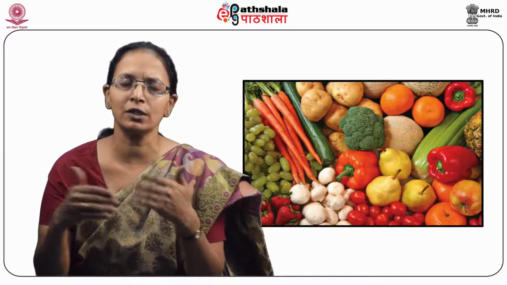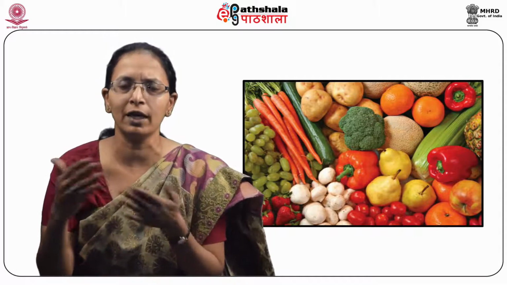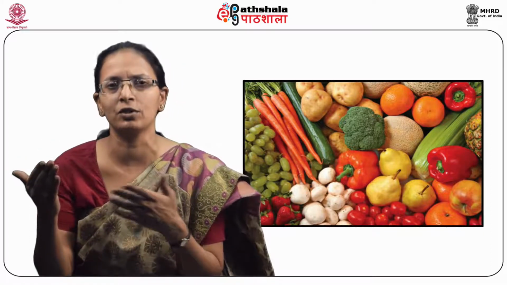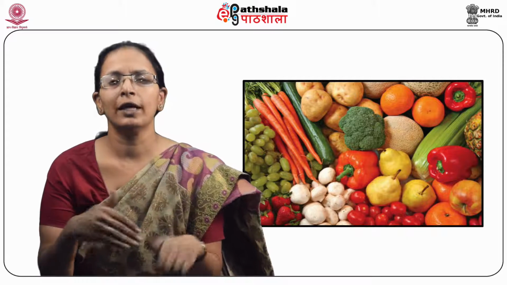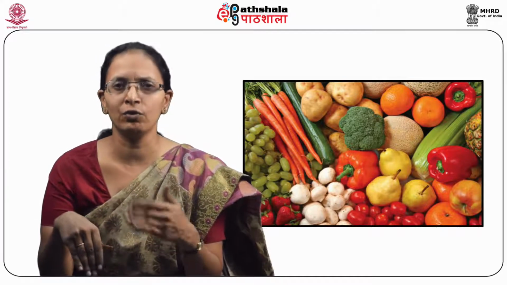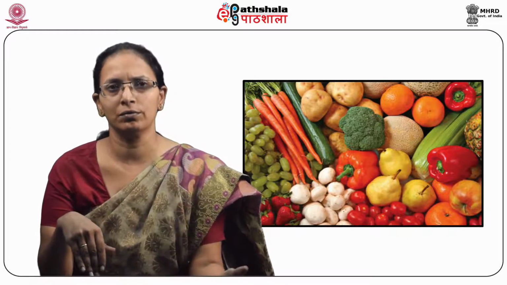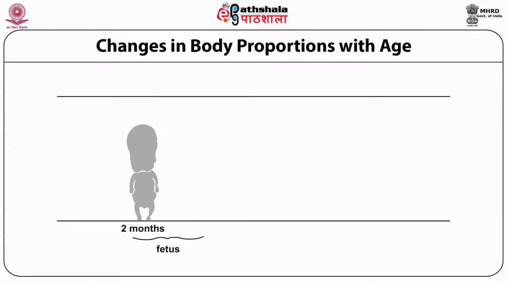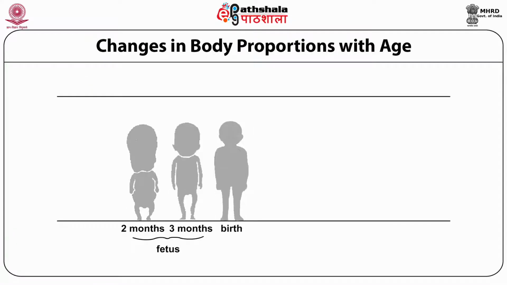A person who is 60 years and above is classified as elderly, and it keeps changing with different nations because they have different age criteria for classifying an individual as an elderly individual. There are changes in the body proportions with age.